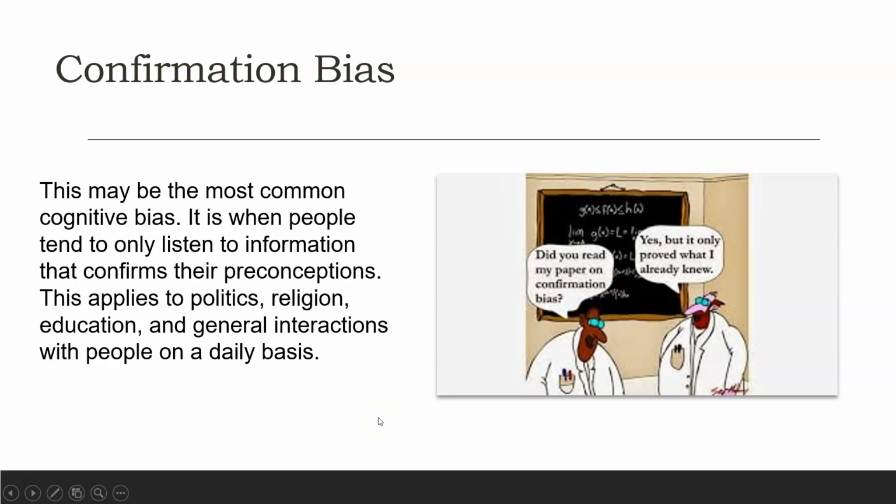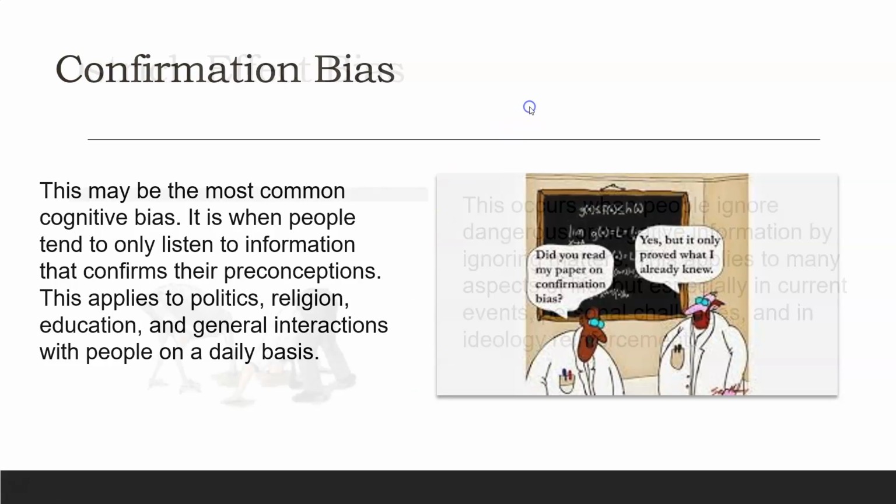Confirmation bias. This may be the most common cognitive bias that I've witnessed in the classroom. It's when people tend to only listen to information that confirms their preconceptions. This applies to politics, religion, education, and general interactions with people on a daily basis. David Hume said, a wise man proportions his beliefs to the evidence. Confirmation bias is the opposite of that. You've already made up your mind, and you're only finding pieces to support it, and it's a very closed-minded way to engage in a conversation.